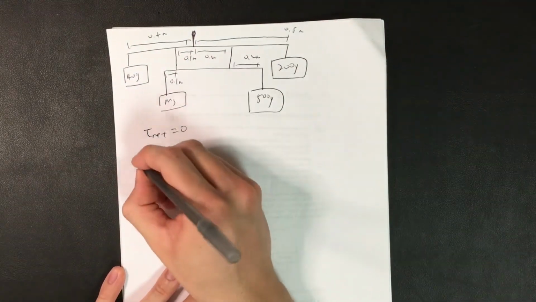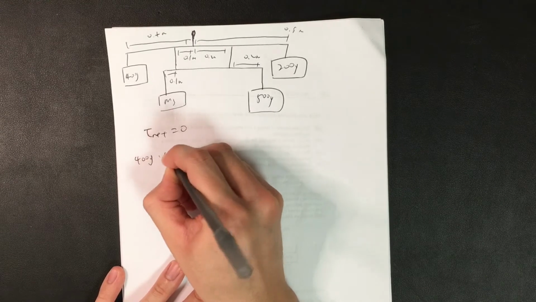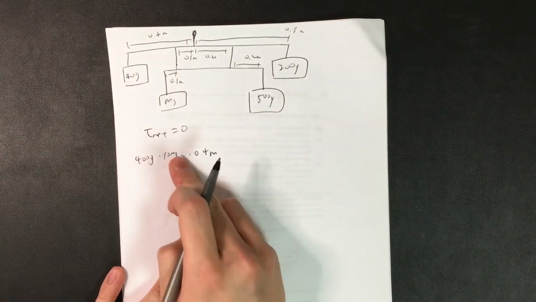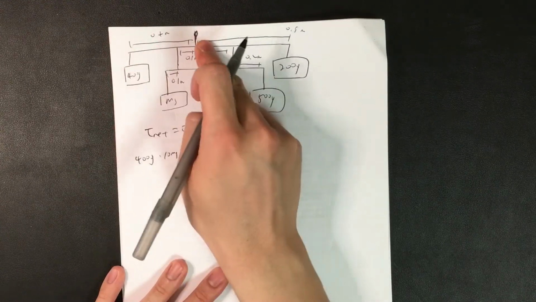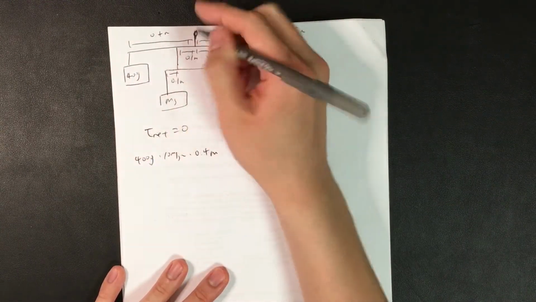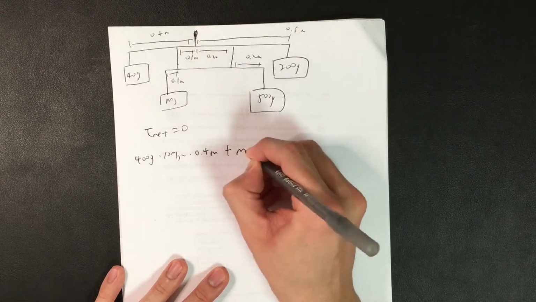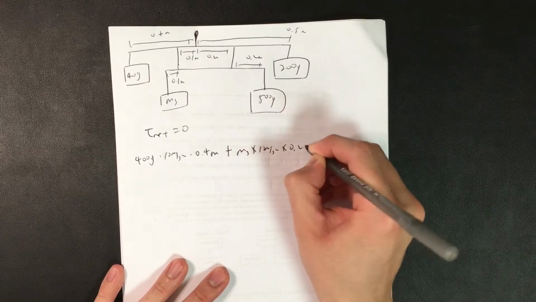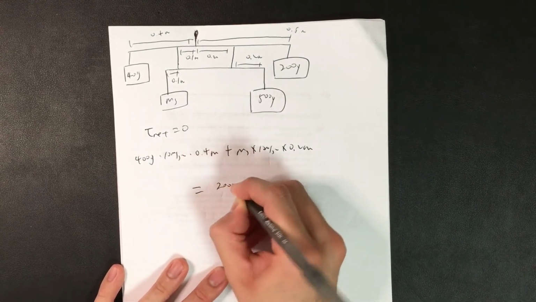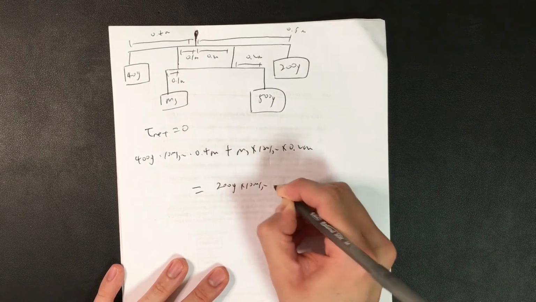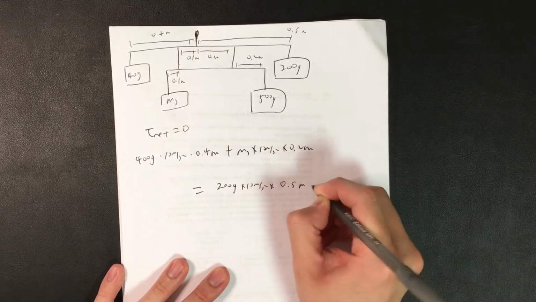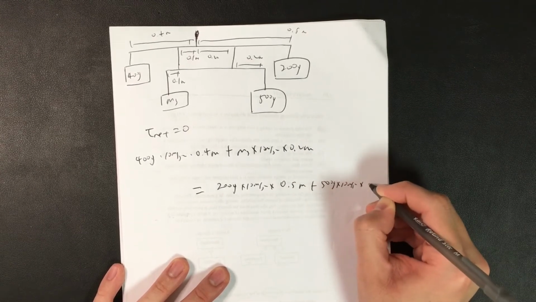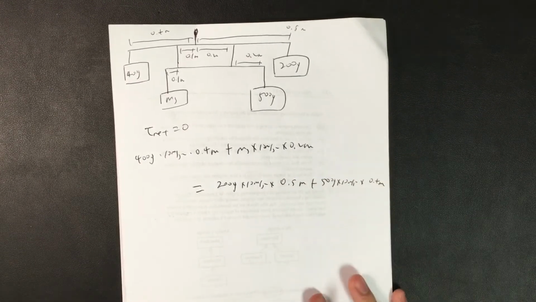So therefore, 400 grams times 10 meters per second squared times 0.4 meters, note that this is force times the distance from the axis of rotation, plus m3 times 10 meters per second squared times 0.2 meters should equal 200 grams times 10 meters per second squared times 0.5 meters plus 500 grams times 10 meters per second squared times 0.4 meters.